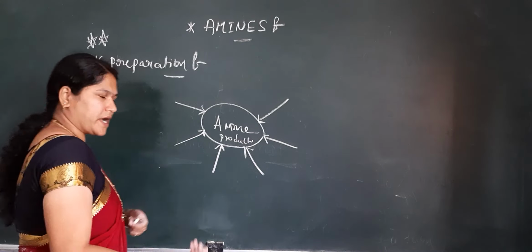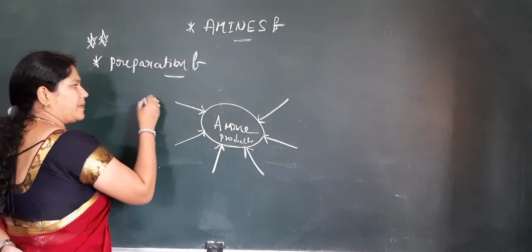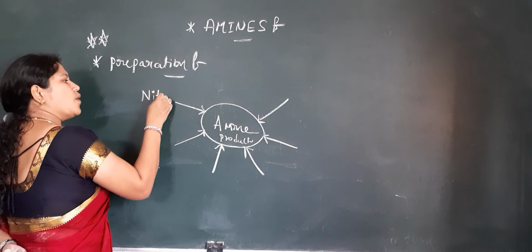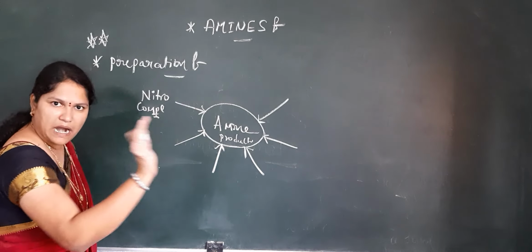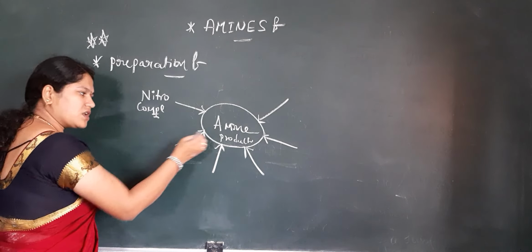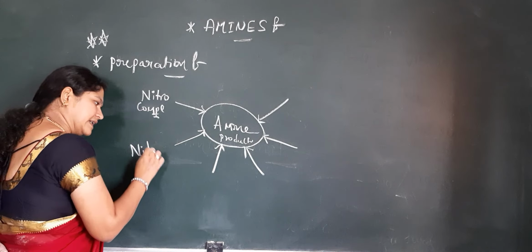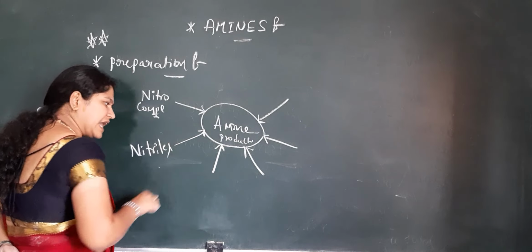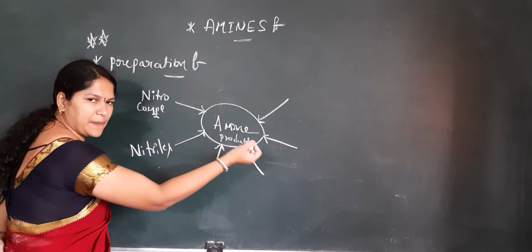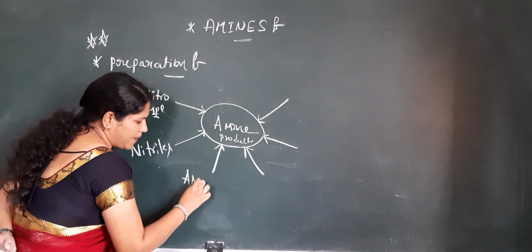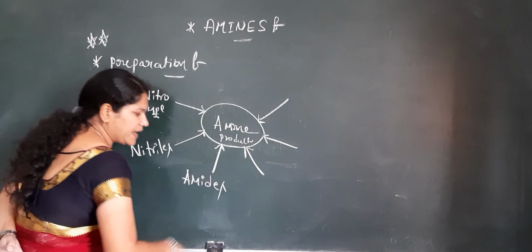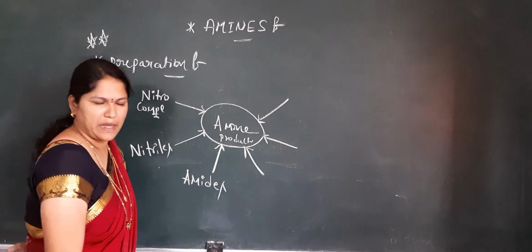Let us see which reactants. So amines are going to be prepared from nitro compounds. We take nitro compounds and prepare amines. Next, preparation of amines from nitriles. We can prepare amines by taking nitriles. And preparation of amines from amines. From amines also we can prepare amines.